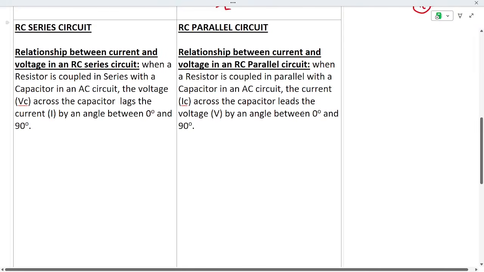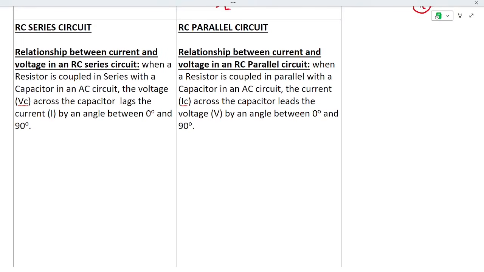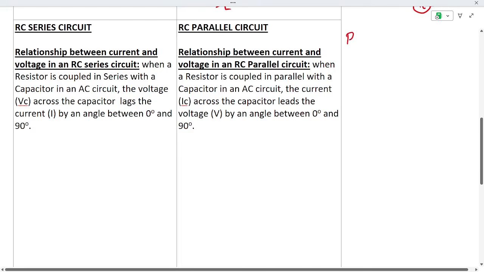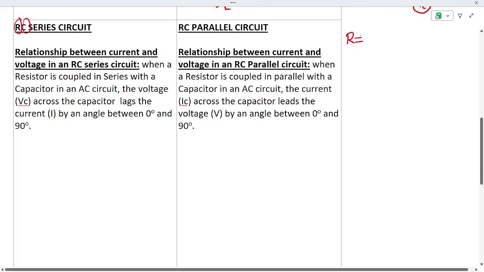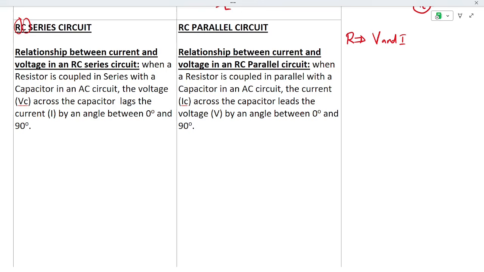Remember the elements. The foundational element is how current and voltage behave in a resistive circuit. This is RC. RC means we have a resistor and we have a capacitor. So we're going to define the behavior of current first. That's the first thing you tell yourself. You define the behavior of current and voltage in a resistive circuit. What happens? Voltage and current are in phase.